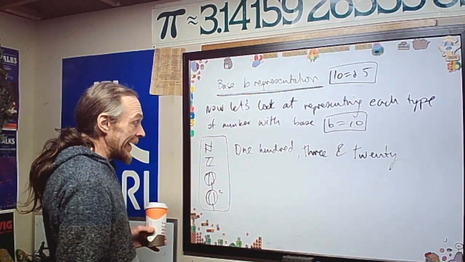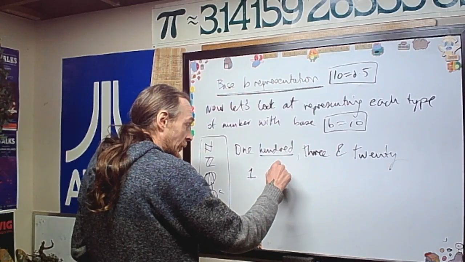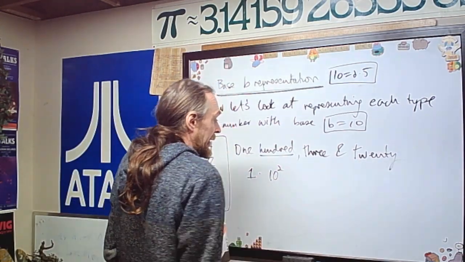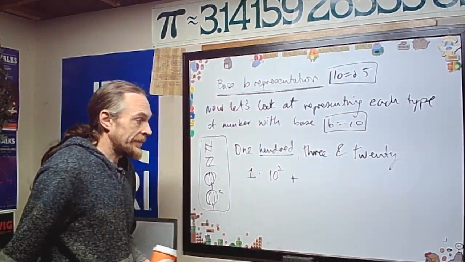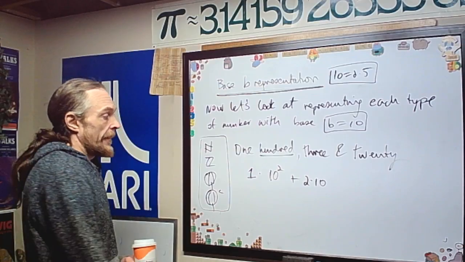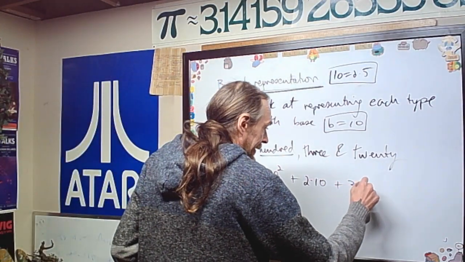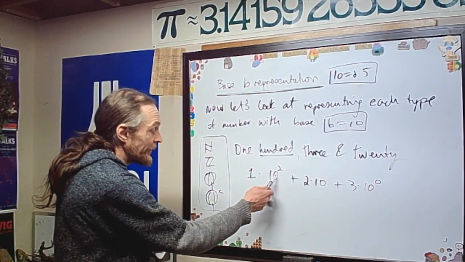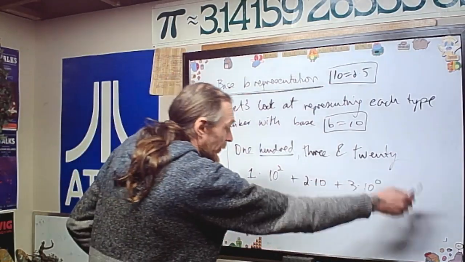And then when I want to write this into symbols, that says I have one group, 100, 10 squared. And then I have 20, which means actually 2 times 10. So then what we're going to use is a plus. And then we have 2 times 10. And then plus, we're going to have a 3 times 10 to the 0. So we have one group of 10 squared, 100, 2 groups of 10, and then 3 ones.